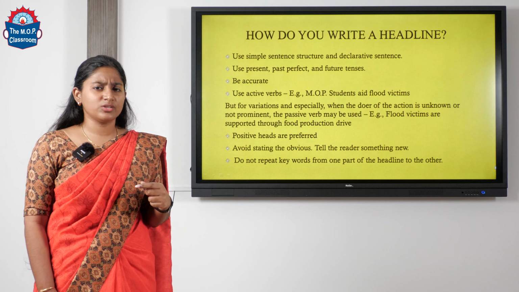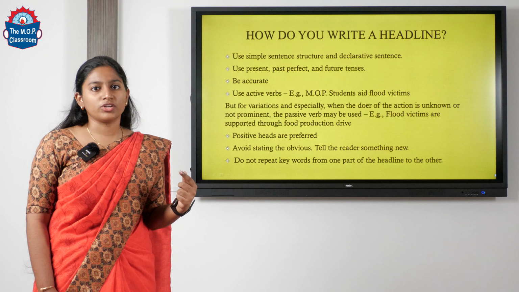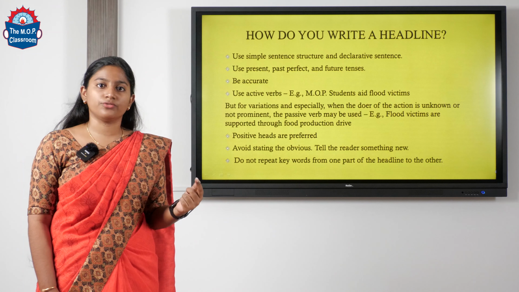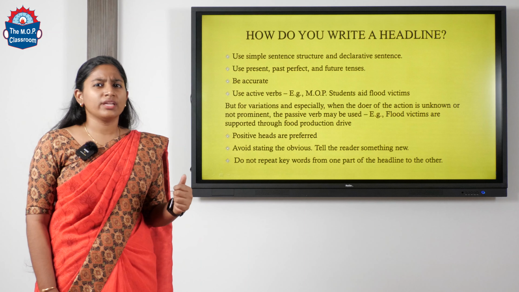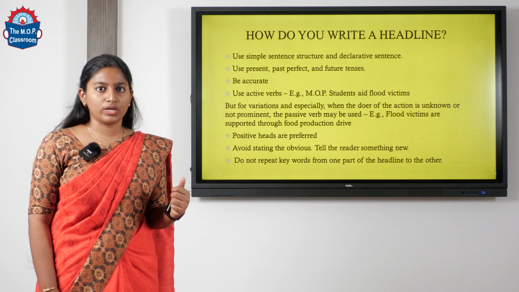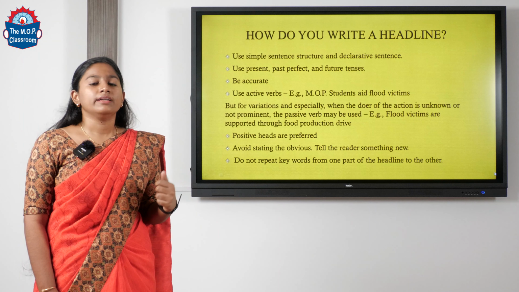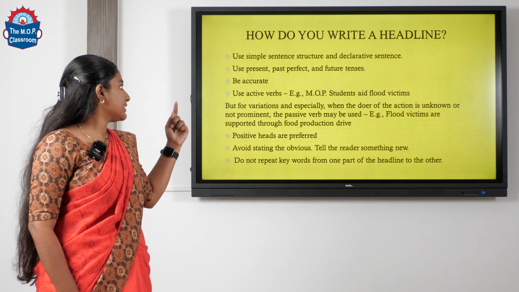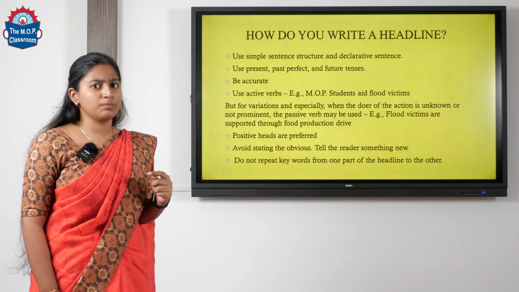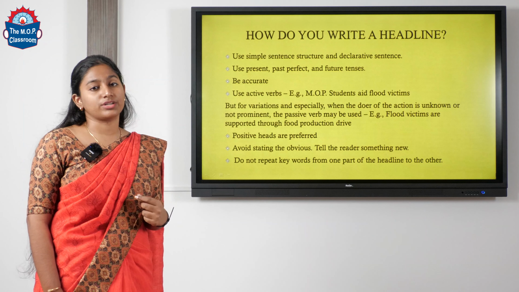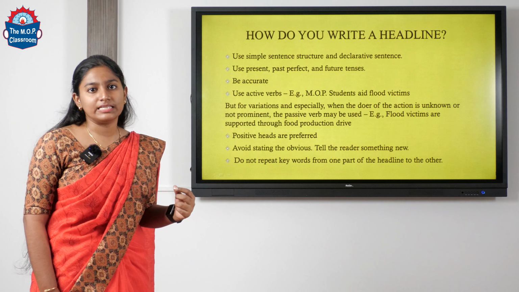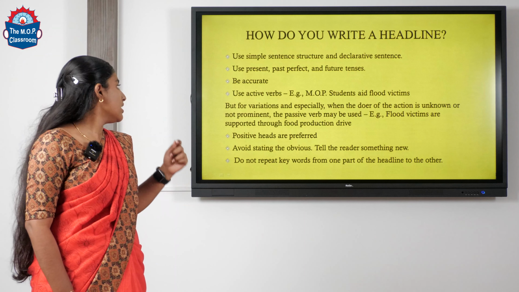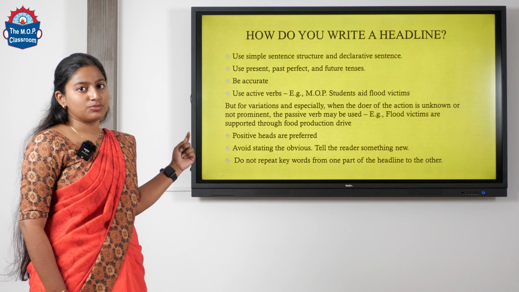Whereas in hard news, since the subject is going to be very serious and is of immediate value, the most appropriate headline that you can use here would be the declarative sentence. You can use present tense, past perfect tense and future tense, and most importantly, you have to be accurate. You can't give any misleading information in the headline. And you have to use active verbs.